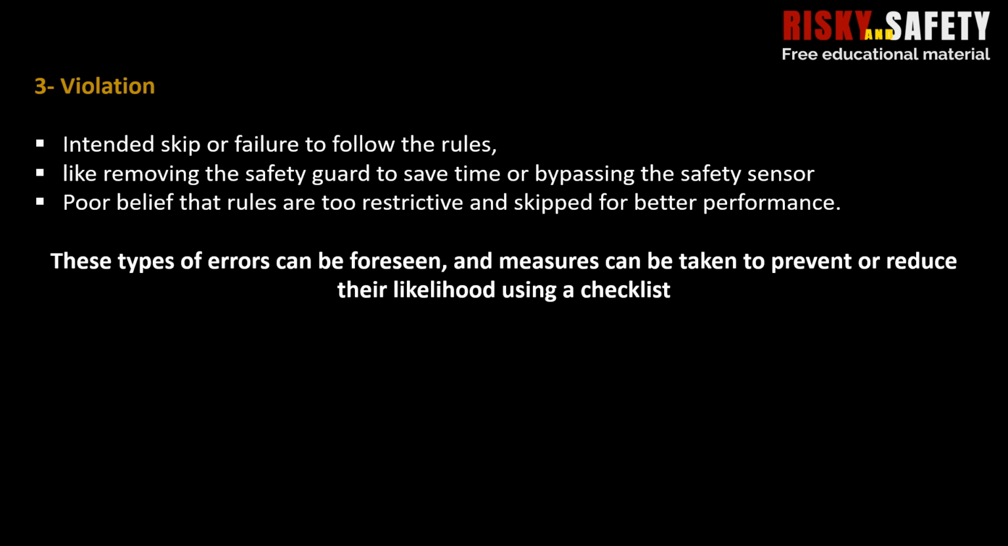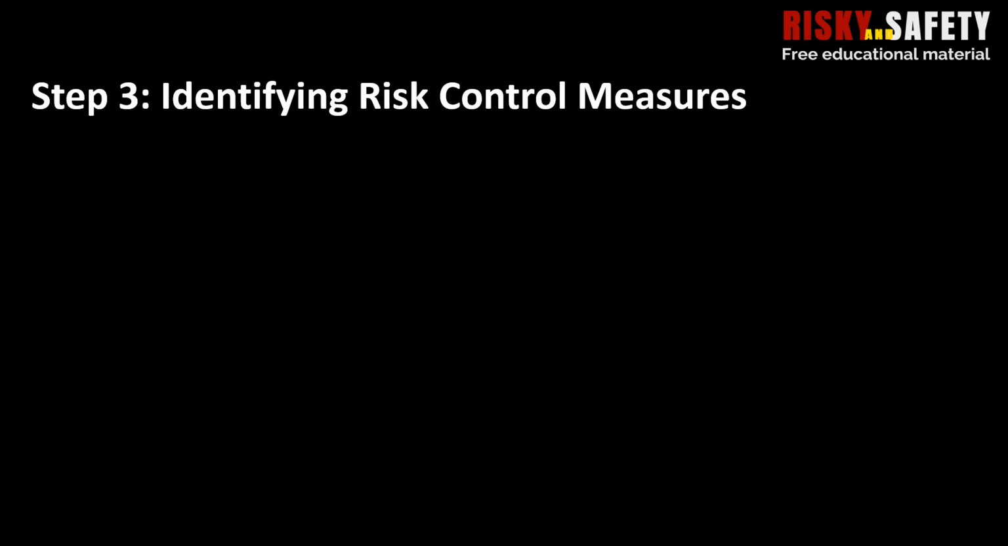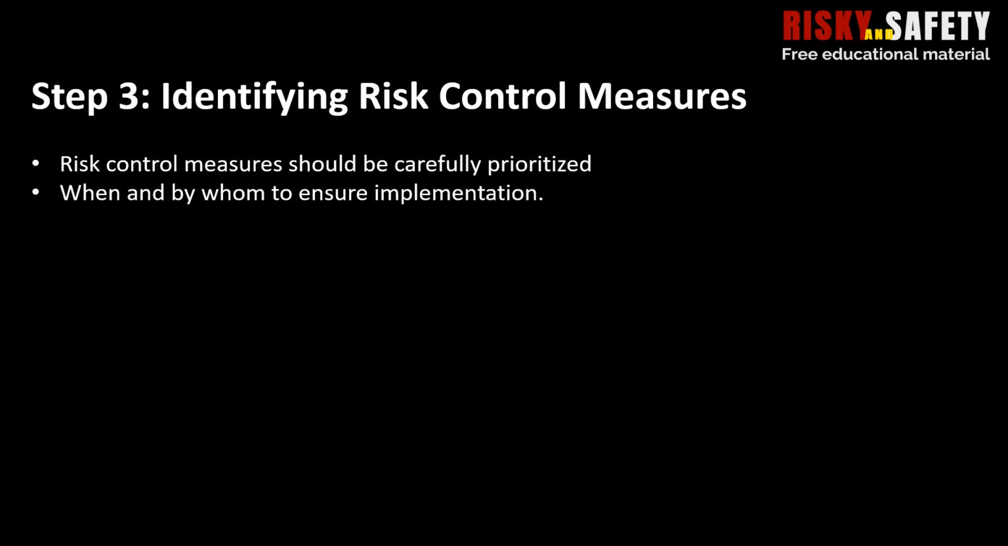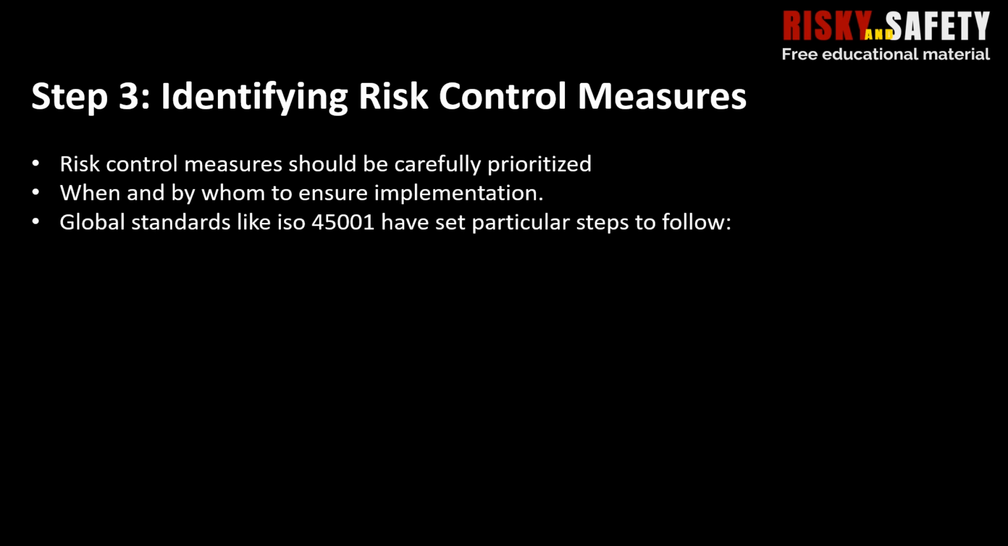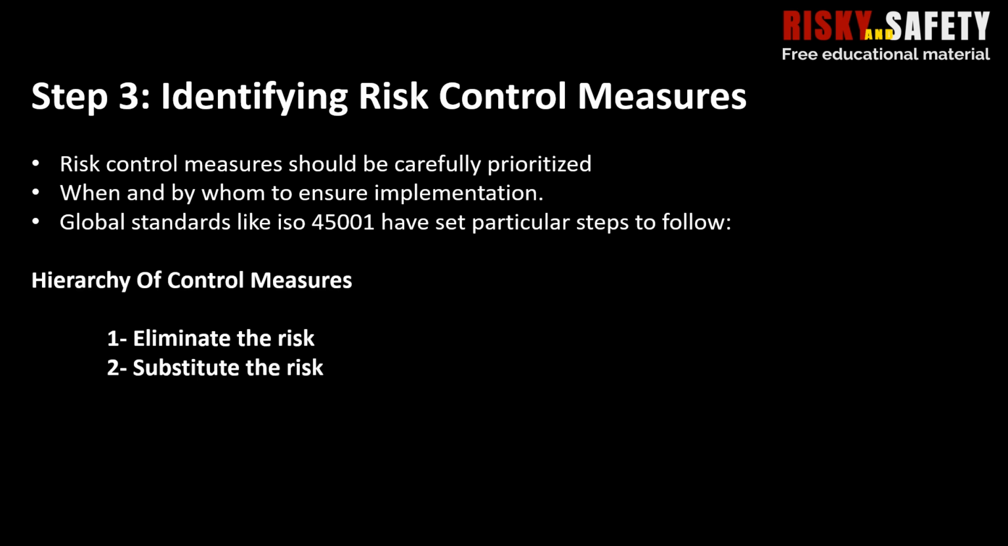Step 3. Identifying risk control measures. Usually, several risk control measures can provide a better solution. Nevertheless, they should be carefully prioritized, when and by whom to ensure implementation. Based on their ability to prevent recurrences, the control measures will be prioritized. Global standards have set particular steps to follow like eliminate the risk, substitute the risk, engineering measures, administrative and PPEs.